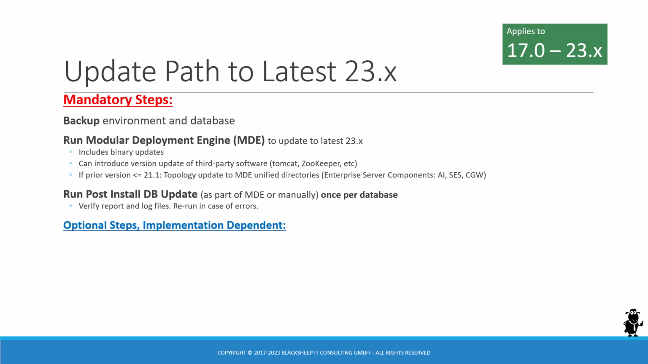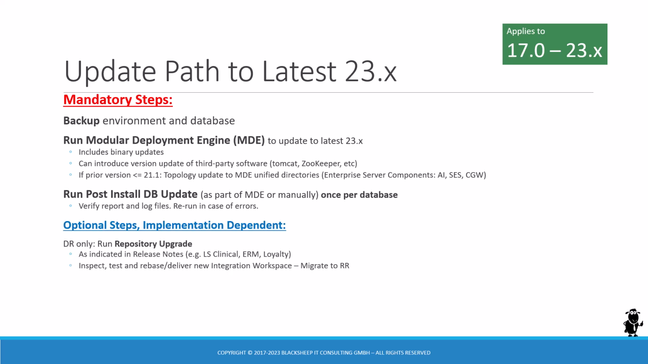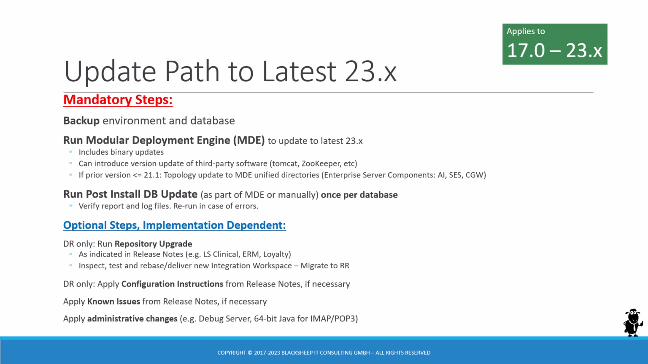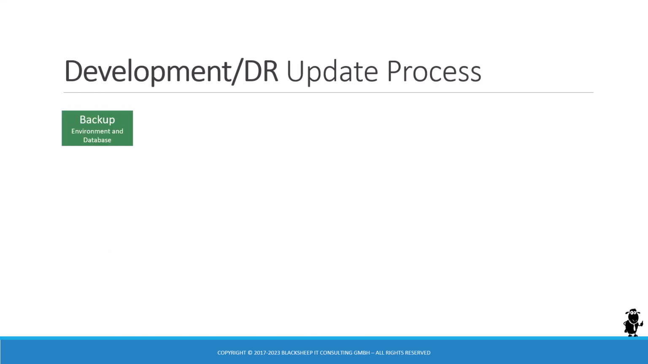Now there are a few optional steps as well, depending on your implementation, such as running the repository upgrade that you decide upon information from Oracle in the release notes or bookshelf, and it runs only on the development environment and brings new, well, repository stuff into your repository along with schema, seed data, and manifest. If you have to follow some configuration instructions from Oracle, you also do that in the DR environment. In any environment, there could be any known issues that you need to fix, and administrative changes might also be on your menu. So let's look at the development update in greater detail.